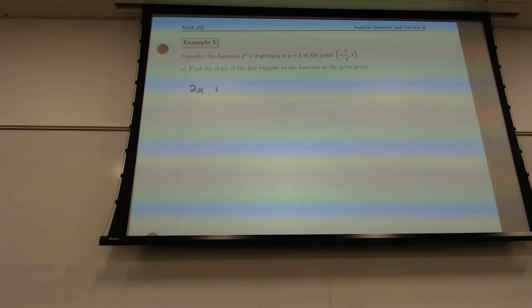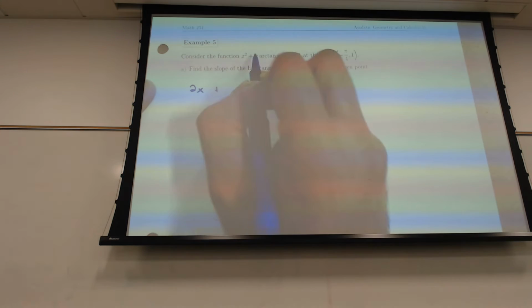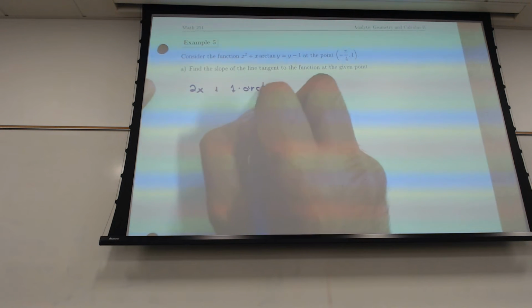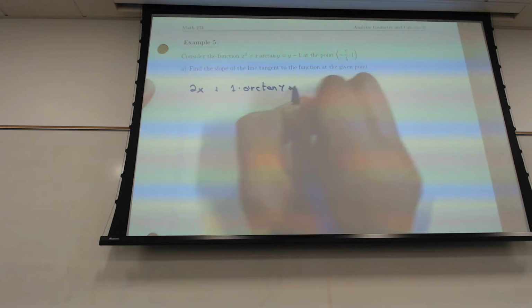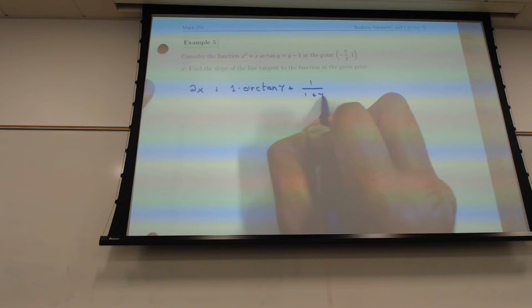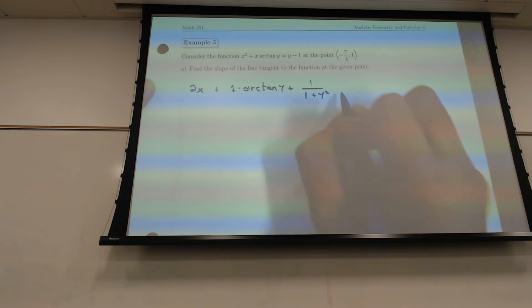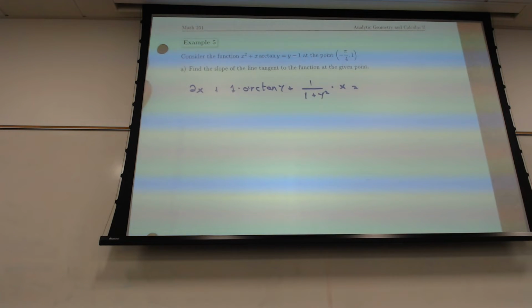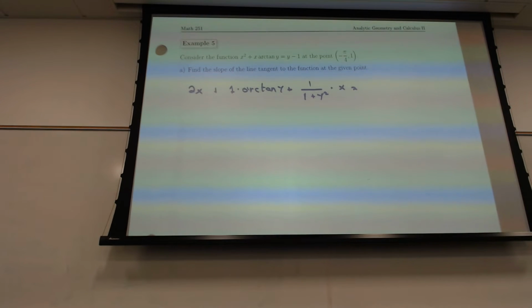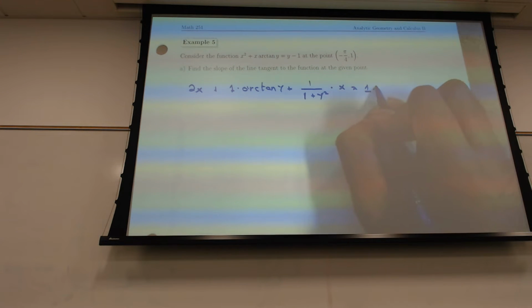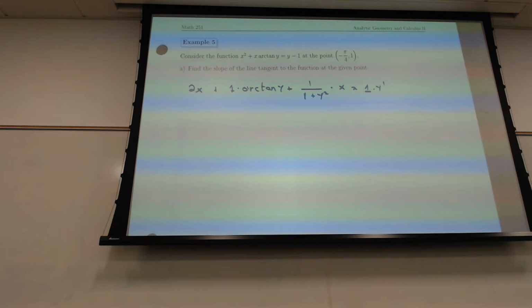So the derivative of x, which is 1, times the second function, plus the derivative of our arctan y, which is 1 over 1 plus y squared. Be careful with the variables, times x. And on the right-hand side of this equation, the derivative of y, which is 1, times y prime, and the derivative of negative 1, which is just 0. Right?